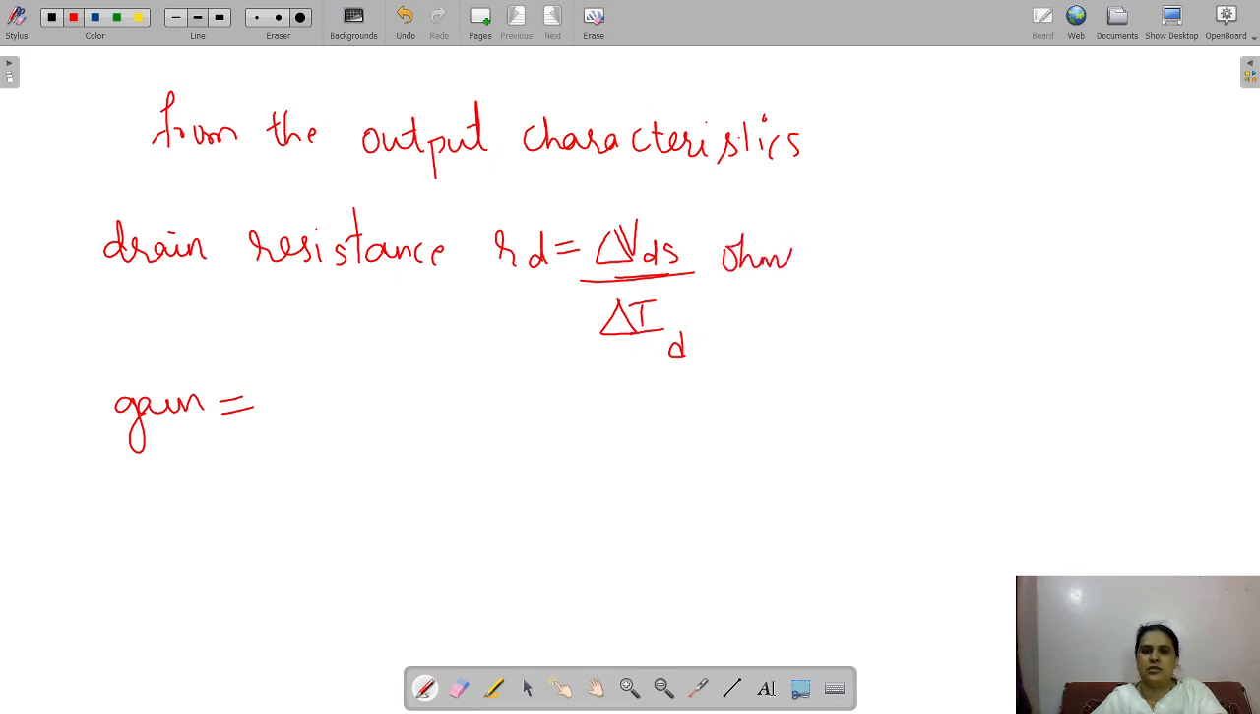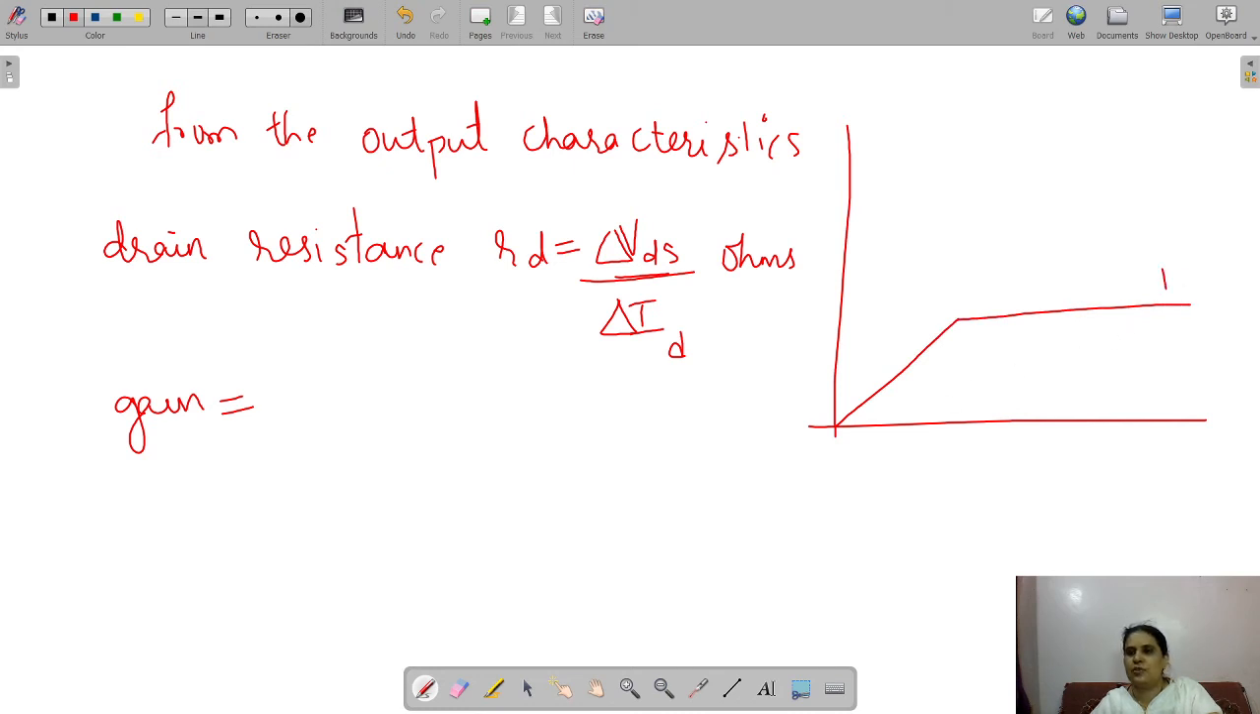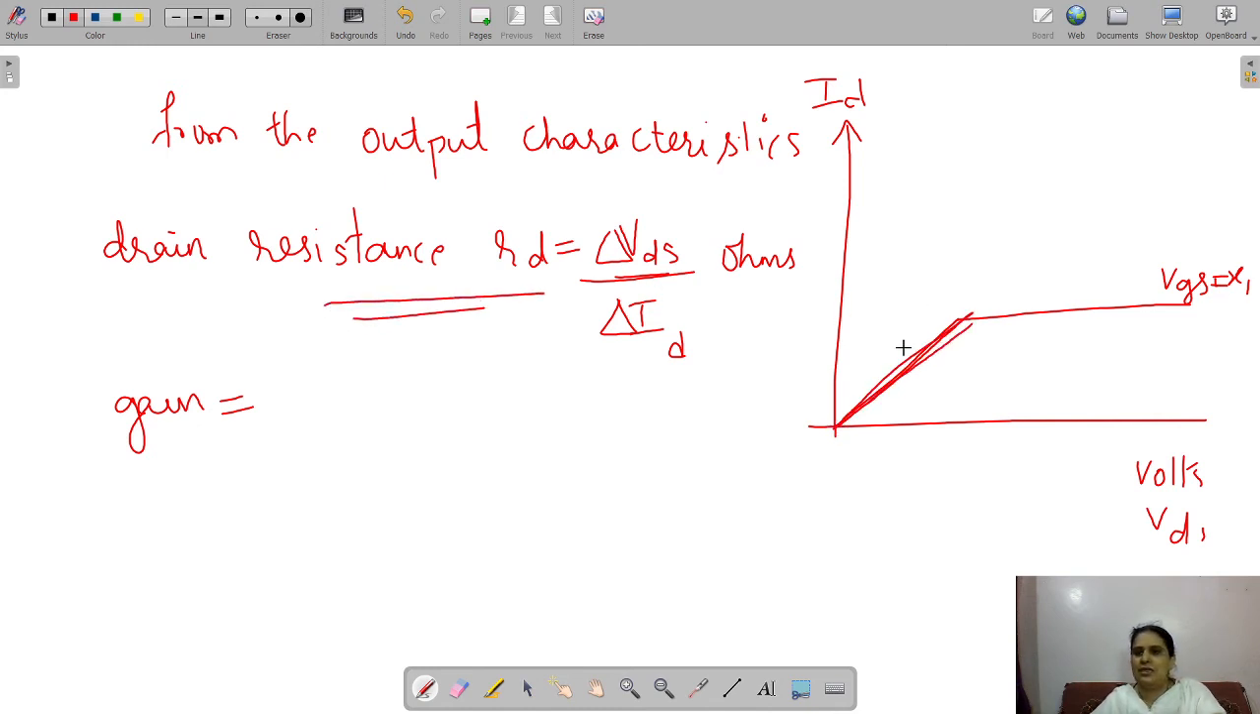Usually it is measured in ohms. So if we look at the output characteristics, I will draw the characteristics only for one value of VGS. In the linear part, if you see, it behaves like a simple resistor. Let us find out what the value of RD is here. I will take two points, one here, say A, and the other here, B.